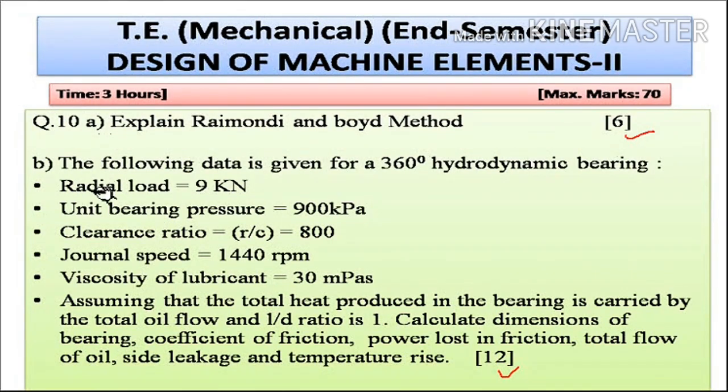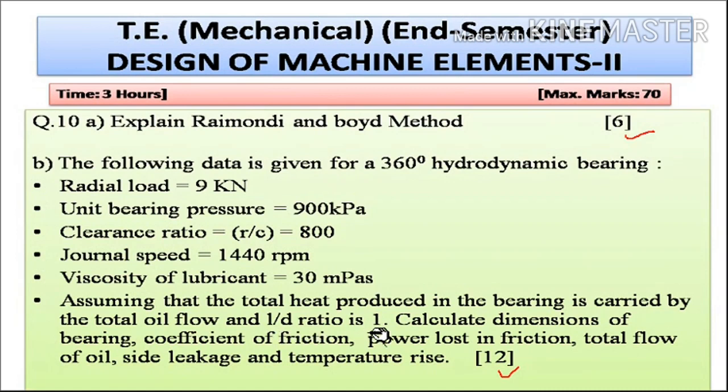The following data is given for a 360 degree hydrodynamic bearing. The radial load acting on the bearing is 9 kN, that is 9000 Newton. Unit bearing pressure is 900 kilopascal, that is nothing but 0.9 megapascal. Clearance ratio R by C is equal to 800. Journal speed is 1440 rpm. Viscosity of the lubricant is 30 millipascal second, and it is said to assume the total heat produced in the bearing is carried by the total oil flow, and also the L by D ratio is given as 1.